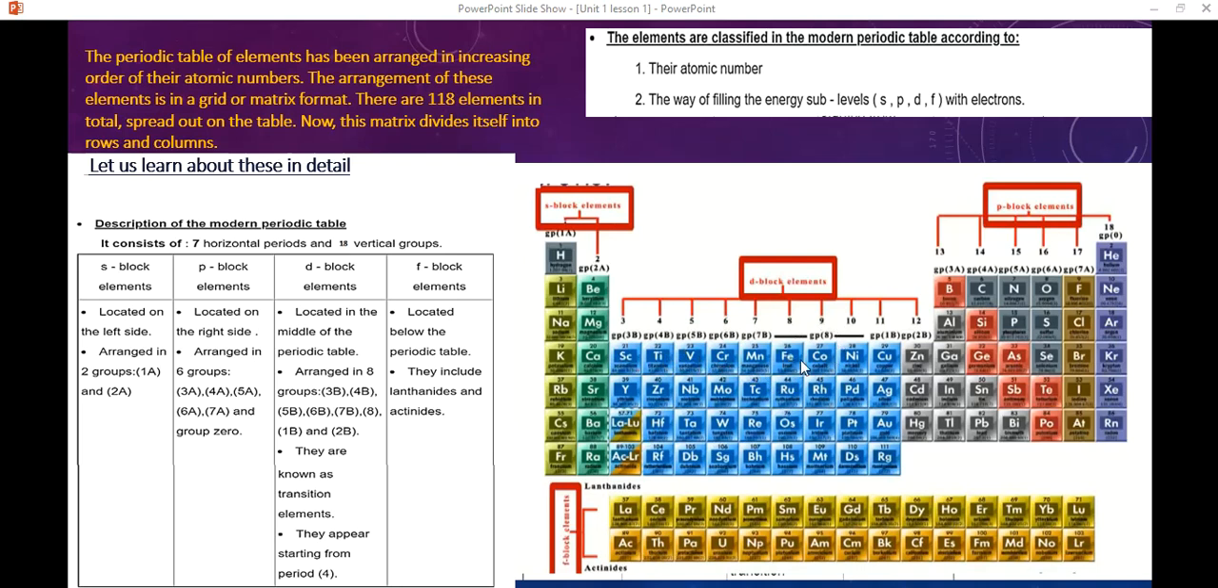So the D block elements start from 3B to 7B. Then we have group 8, which contains 3 vertical groups. Then we complete with 1B, 2B. Finally, we have the F block elements. F block elements contain the lanthanides and actinides.